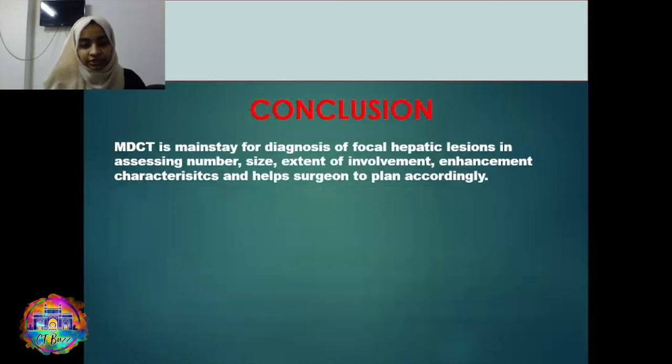The conclusion of this study is that multi-detector CT is the mainstay for diagnosis of focal liver lesions in assessing the number, size, extent of involvement and enhancement characteristics, and helps the surgeon to plan accordingly.